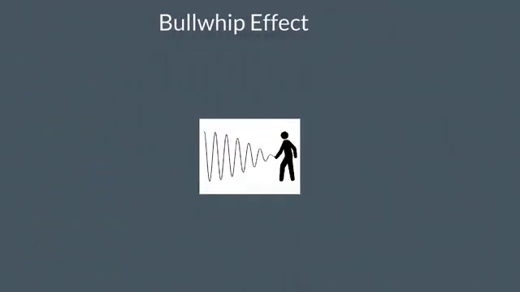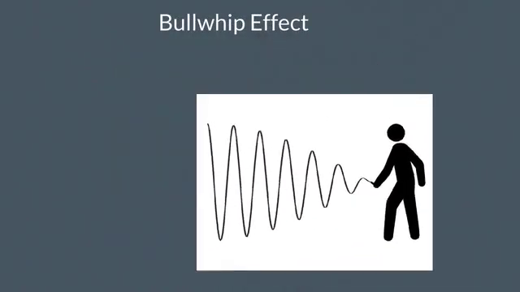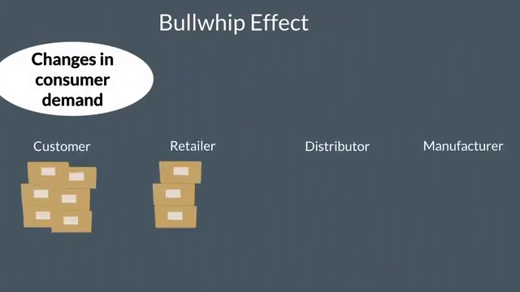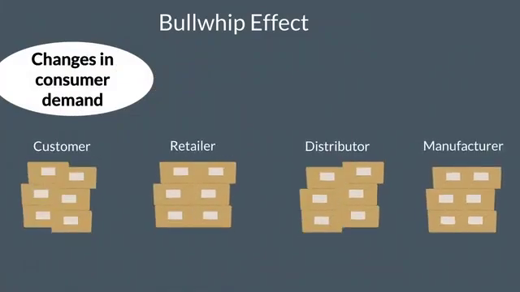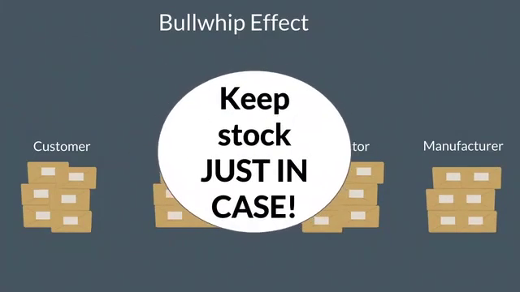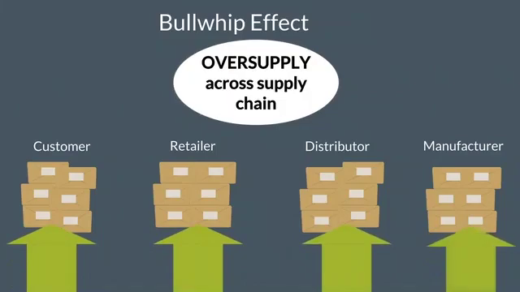Another problem that the supply chain needs to deal with is that of the bullwhip effect. The bullwhip effect occurs when changes in consumer demand causes the entities in the supply chain to order more goods to meet the new demand. Think of it as each one of these entities in the supply chain carrying that extra amount of inventory, just in case. All of this inventory added together makes a tremendous oversupply across the supply chain.